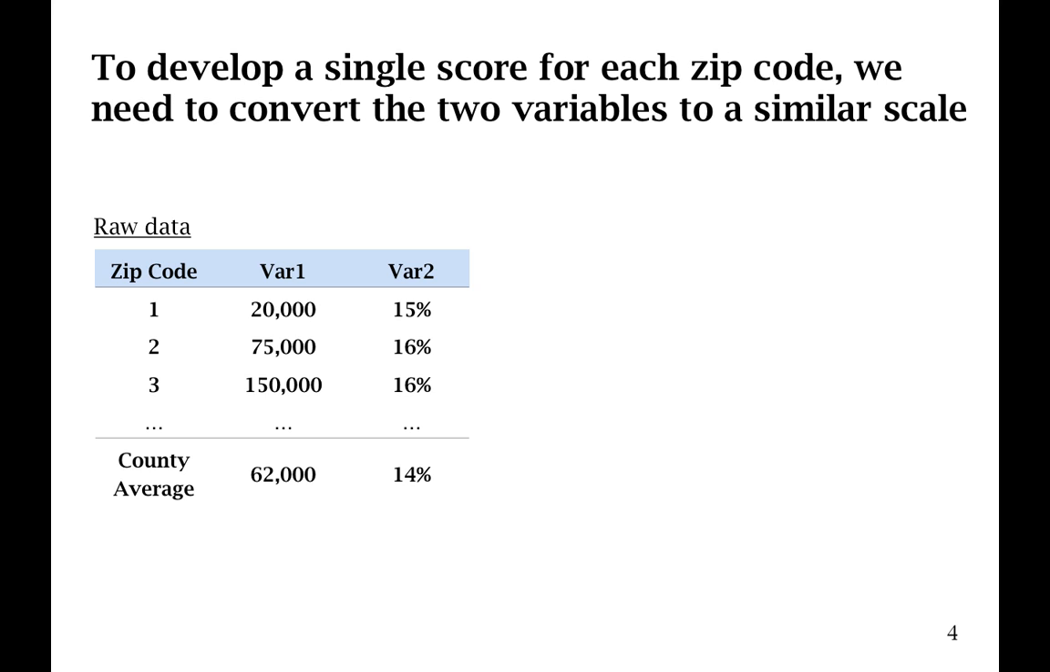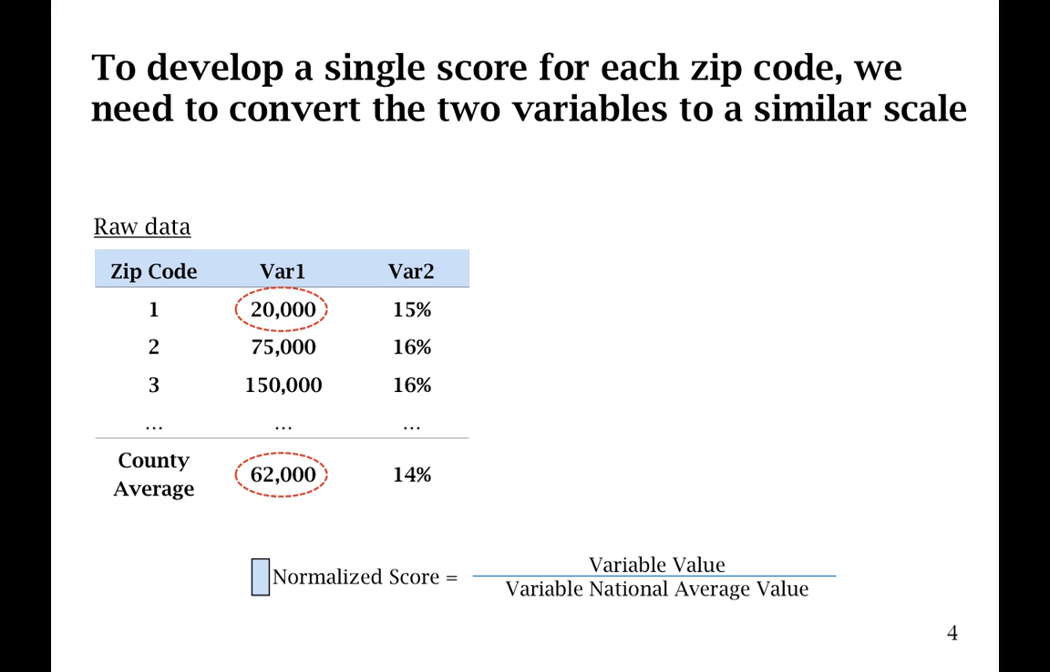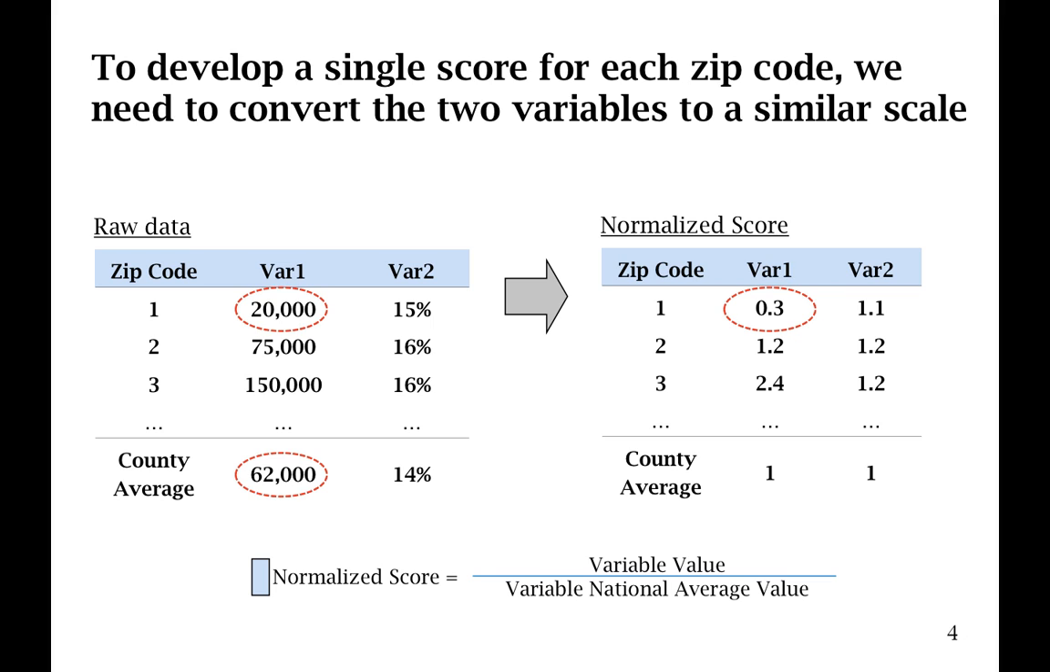So now that we have our two key variables in hand, our next step is to convert them into a similar scale so that we can average them together to form a single score for each zip code. And to generate that normalized score, we will divide the value of each variable by the Warren County average, and that's the formula that you see at the bottom of your screen. And if I use zip code number 1 as an example, I will divide its category potential of $20,000 by the average category potential for Warren County of $62,000, and this will generate a normalized score of 0.3.